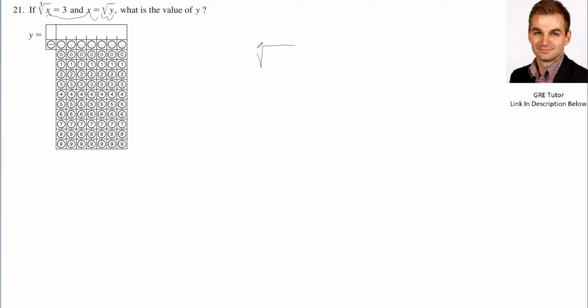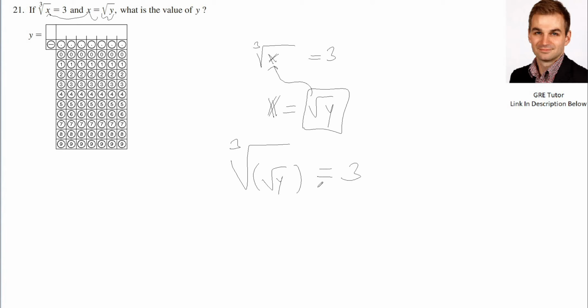So we've got cube root of x is equal to 3. And we have x is equal to square root of y, right? So we know that x is here and x is here. So we can take square root of y and plug it in for where x is right there. So that becomes cube root of square root of y is equal to 3. Okay, so that's what we have now.